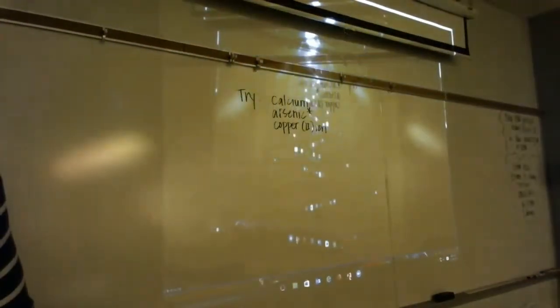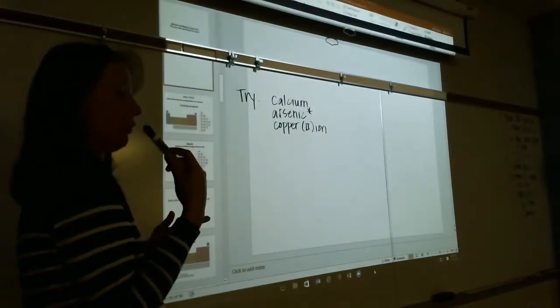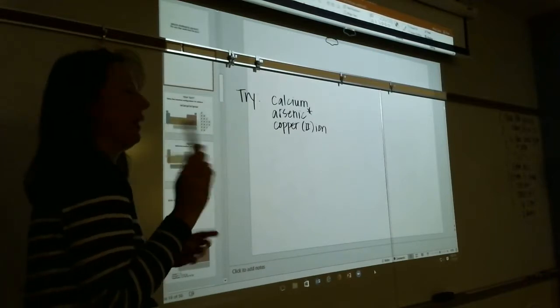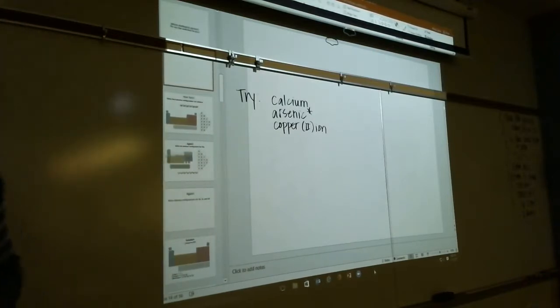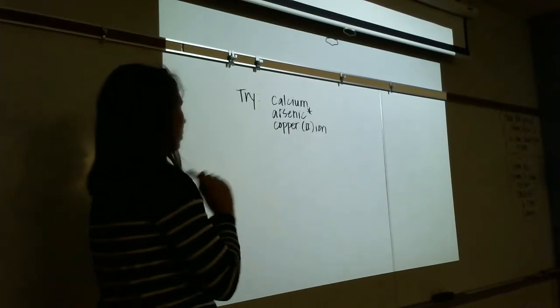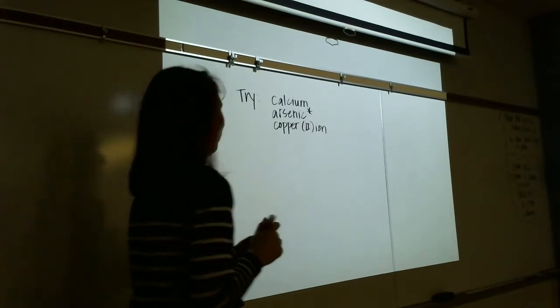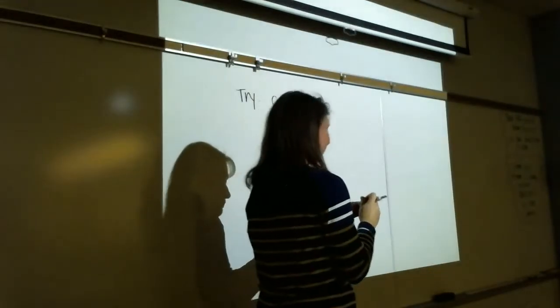Okay, so for those of you students watching online, you probably did chromium, and after I wrote that down, I said, oh man, chromium's an anomaly. We're going to do it in a minute. It's one of the anomalous ones. So I changed it to arsenic. So if you did chromium, you're a student watching online, go back and change your work real quick, and then pause the video and then try it again.